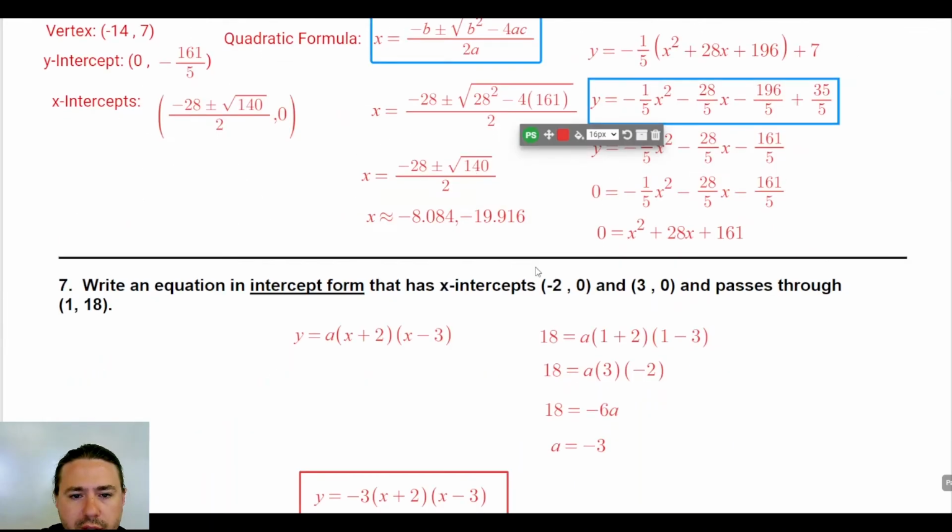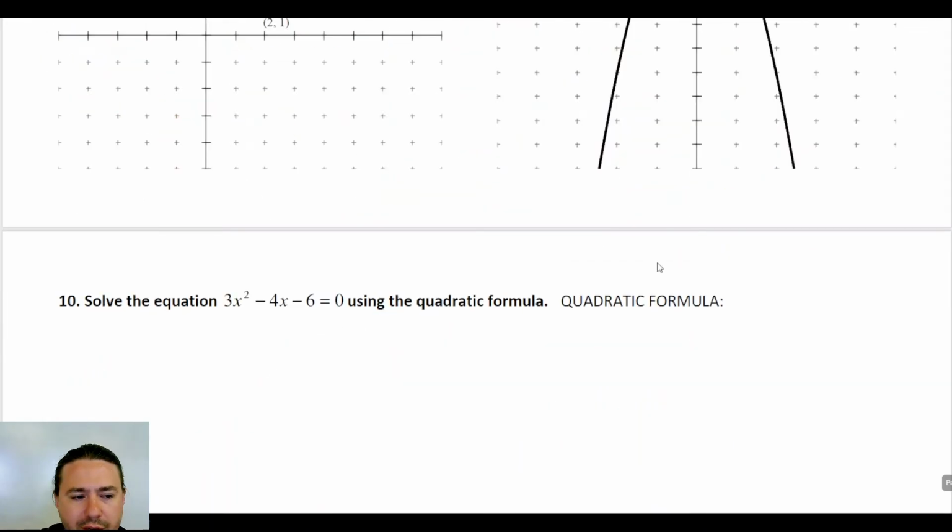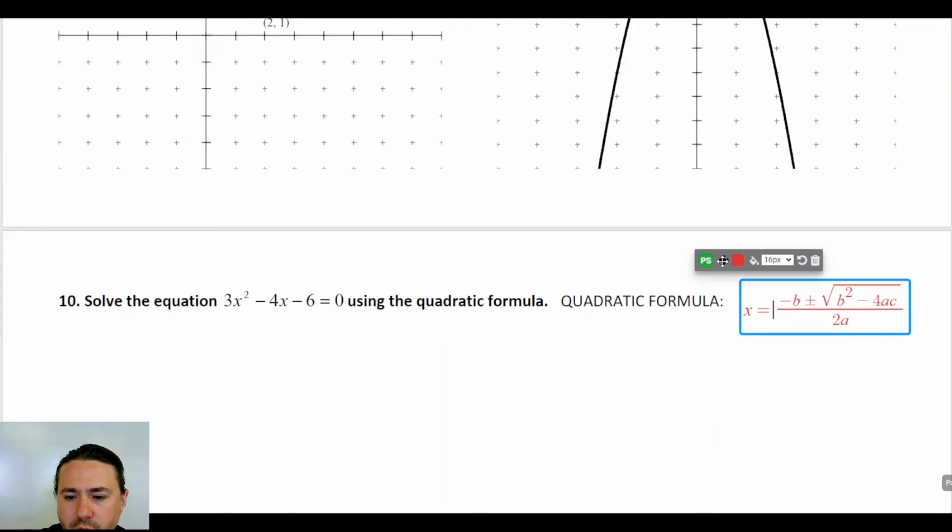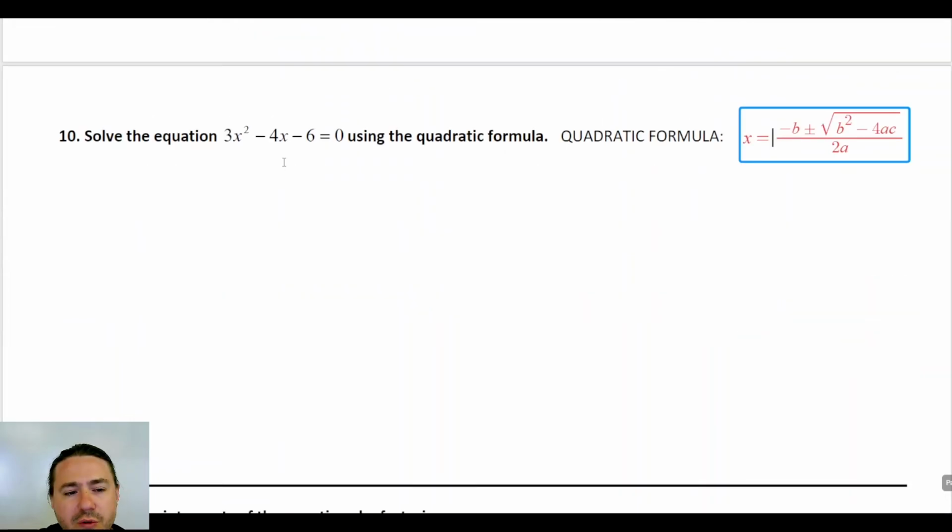Oh, okay. Let's try that again. Come on, there we go. All right, so here is our quadratic formula, and we can use this to solve this equation, just like how we used it to find the x-intercepts in that other problem.